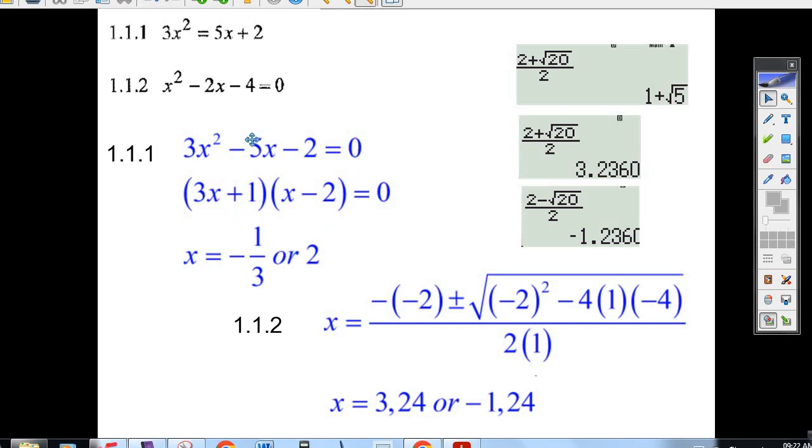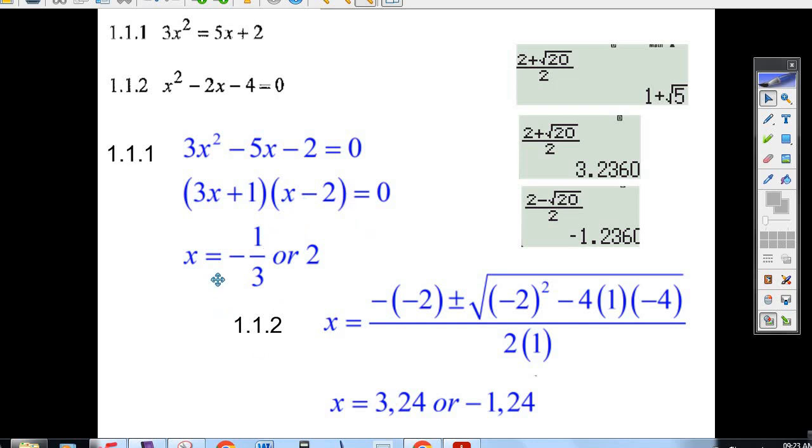Now you can say a is 3, b is minus 5, and c is minus 2, and put it in the quadratic formula, and you'll get these two values. But it's a lot better if you can factor. 3x times x is the only way you can get 3x squared. 2 times 1 is the only way you can do it. You're going to need minus 5x, so put a 2 there, times 3, that's minus 6x. Forced to put a plus 1. There you go. That's it, factored.